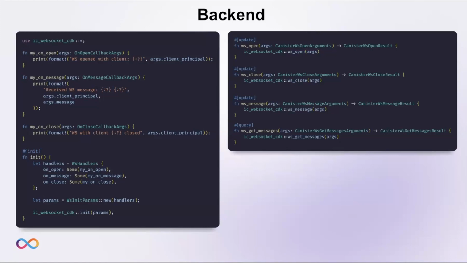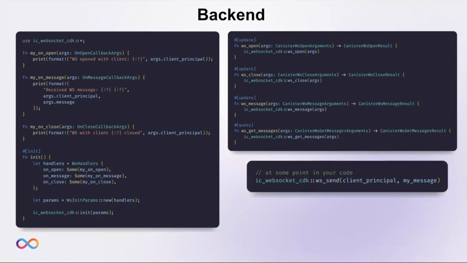If you want to send a message, so at some point in your business logic, in your code, you want to send a message, you simply call ic_websocket_cdk::ws_send, and you pass the client ID, which is the principal to which you want to send a message, and then your message. The same would work for Motoko, and will eventually work also on the TypeScript CDKs and Python CDKs.